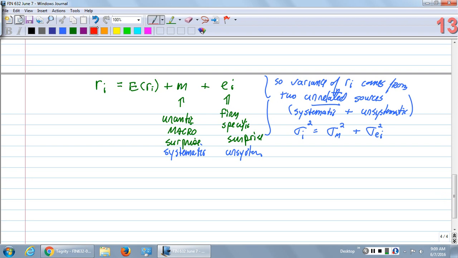Now, I think your book does a decent job of marching us through this. It's kind of hard to follow all the paragraphs, so that's why I'm trying to do this for you. Okay? Well, then they go on to say, okay, well, if we all agree with that, then let's also agree that some firms are more sensitive than others to the macroeconomic surprises.